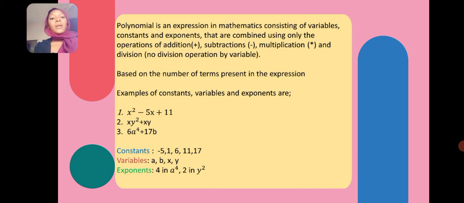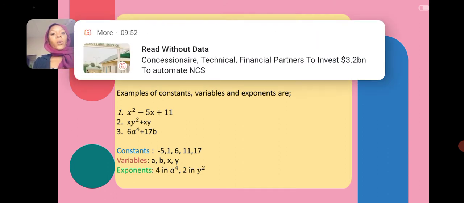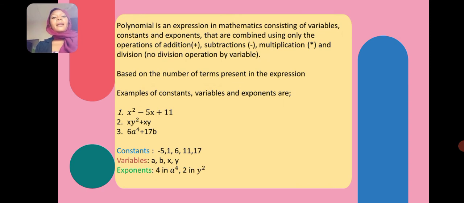We have minus 5 from the first equation. We have 1. We have 6. We have 11. And then we have 17 from all the expressions. Now for the variables, the letters that are attached to these expressions, those letters, this x, the y, and the a and b are what we call variables.